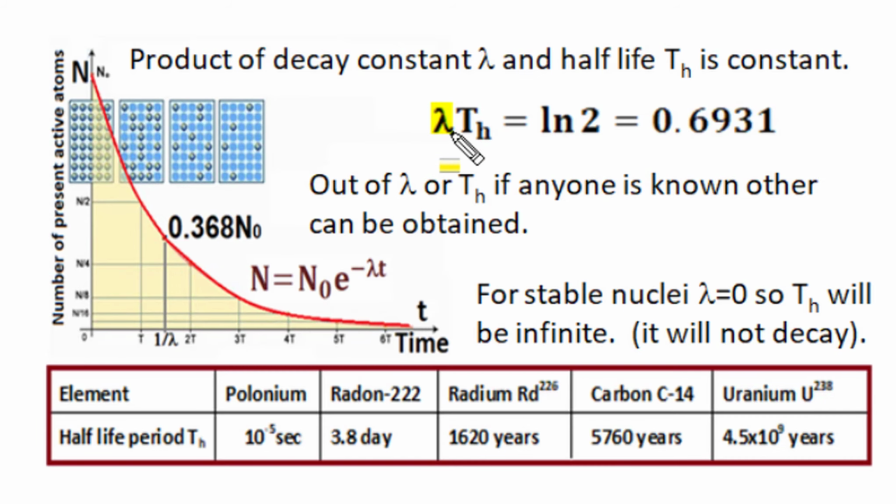As product of decay constant and half-life is equal to natural log 2 or 0.6931, which is a constant, out of decay constant and half-life, if one is known to us, we can find out the other one. We know that radioactive decay is a self-stimulated continuous action, and it can't be controlled by any external means. And for a particular nucleus composition, decay constant is constant, and that defines the decay process. So as decay constant is constant for a particular nucleus composition, half-life is also constant for that particular nucleus composition.